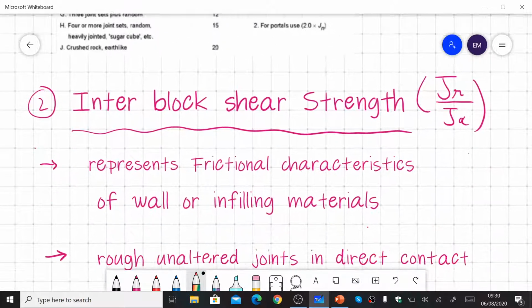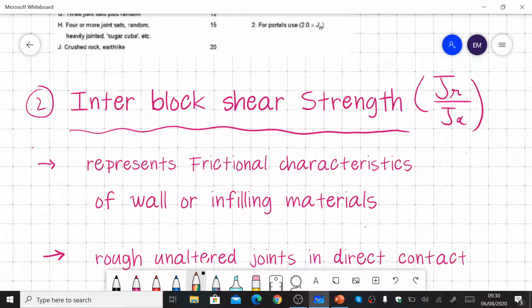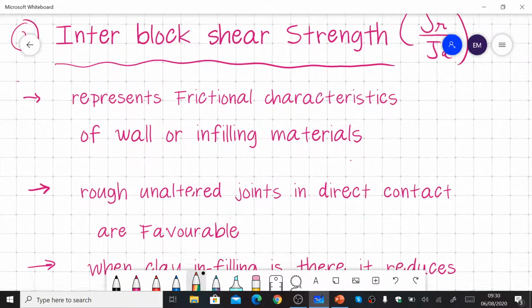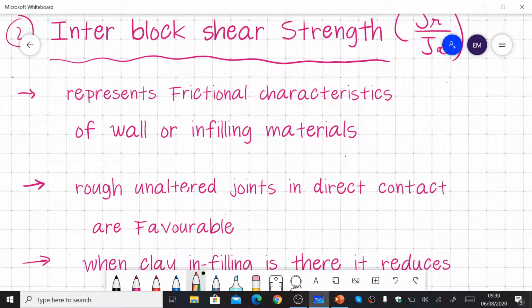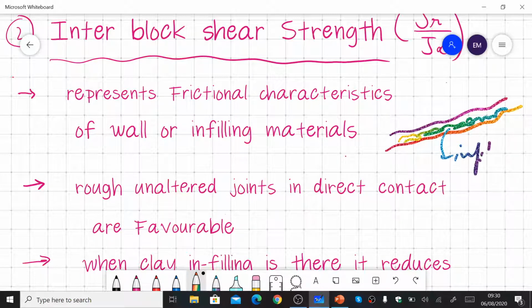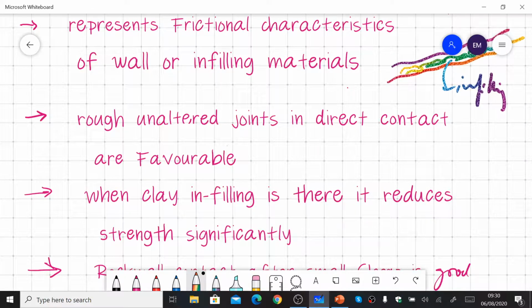The second quotient is the interblock shear strength, JR over JA. It tells us about the joint roughness and alteration. This represents the frictional characteristics of the wall, or of any infilling material between the walls. What is infilling? If this is a joint in a rock and it has some material in it, this material is called infilling material, or simply filling by some people. So it tells us the characteristics of both.